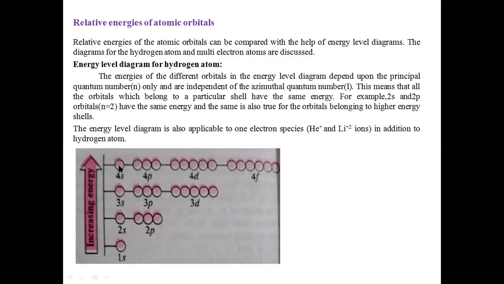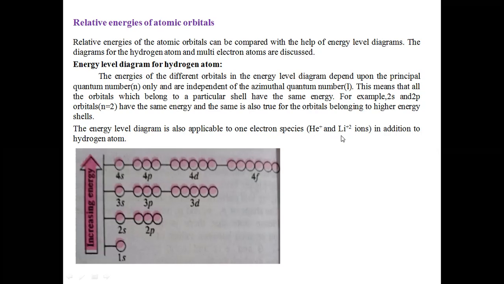And in the case of 4s, 4p, 4d, and 4f, all these orbitals have the same energies. The energy level diagram is also applicable to one electron species such as He+ and Li2+ ions, in addition to the hydrogen atom. This diagram is not only applicable for the hydrogen atom, it is also applicable for one electron species such as He+ and Li2+ ions.